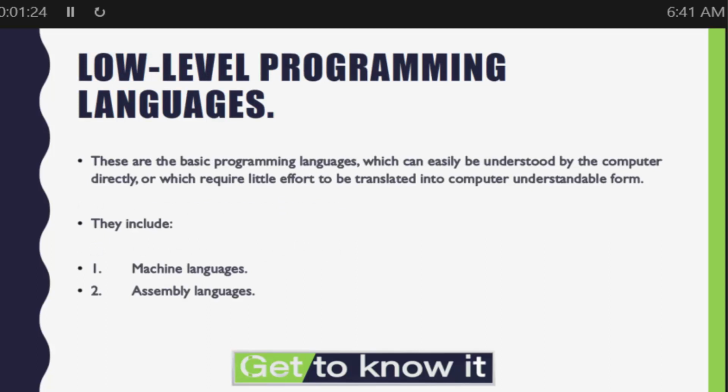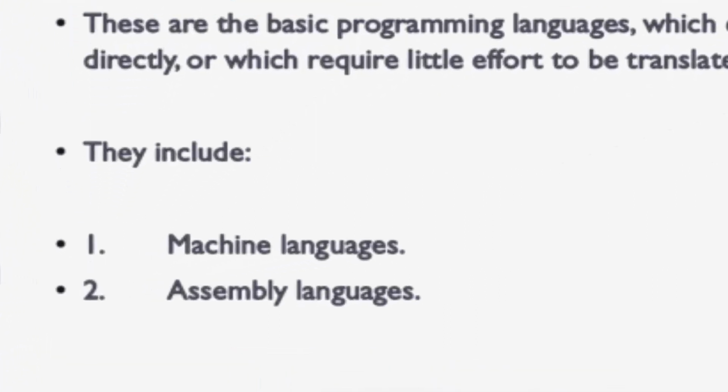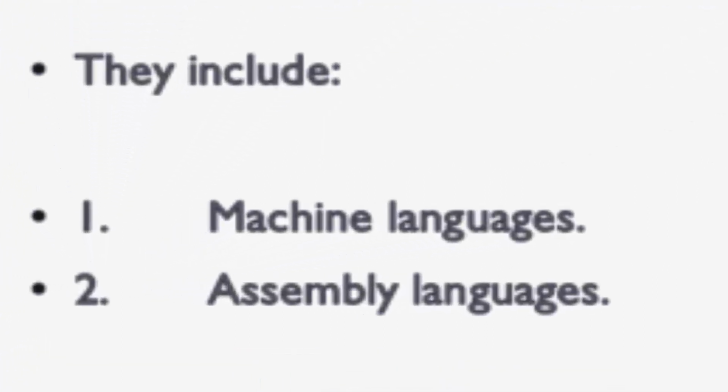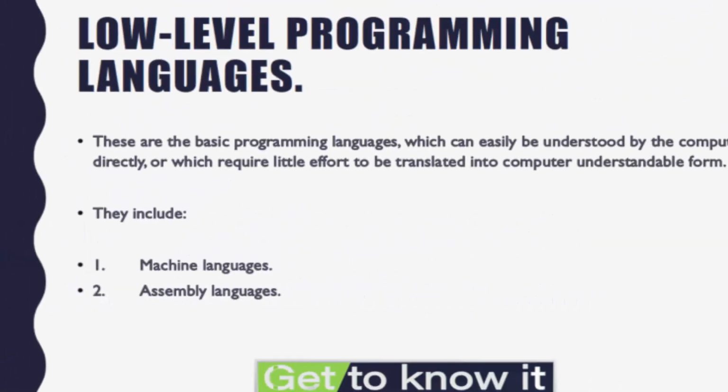Low-level programming languages are the basic programming languages, which can easily be understood by the computer directly, or which require little effort to be translated into computer understandable form. Low-level programming languages include machine languages and assembly languages.